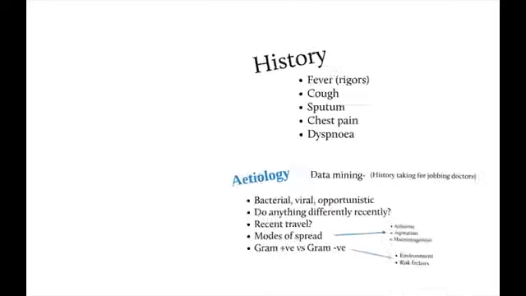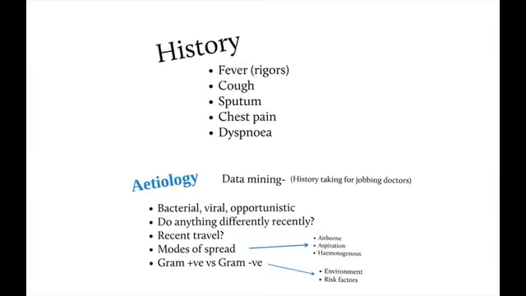So history, again, it's like our normal pneumonia: fever, rigors, cough, sputum production. They get pleuritic chest pain. That's chest pain that's worse on movement and inspiration, and they'll be breathless if some of their lung is taken out of action by that consolidation.